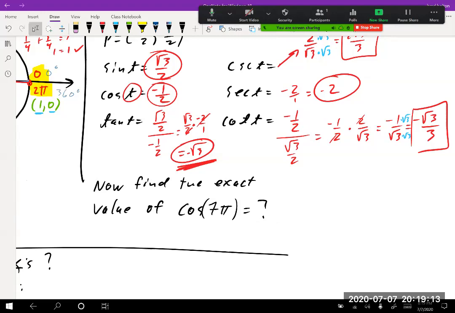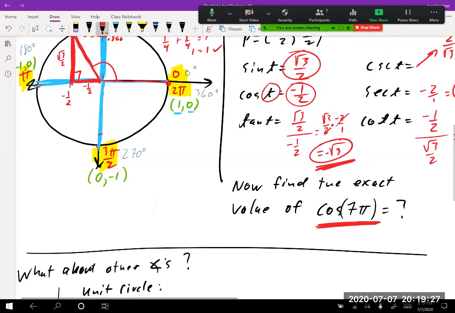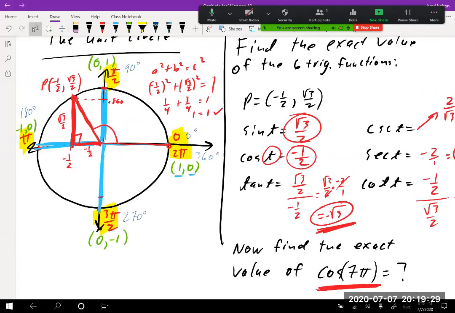Now, since I'm kind of getting the feel of the unit circle, the cosine, remember, is associated with the x coordinate. So they're saying when you have 7 pi radians, what would your x coordinate be? So what I'm going to do is run around the unit circle. So here's 1 pi, 2 pi, 3 pi, 4 pi, 5 pi, 6 pi, 7 pi. So I'm right here at this location.